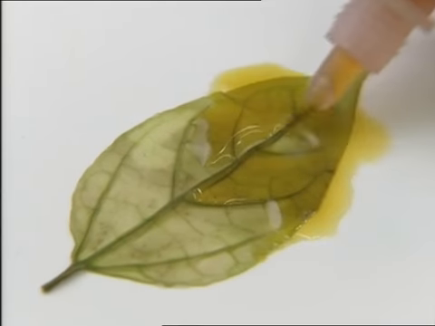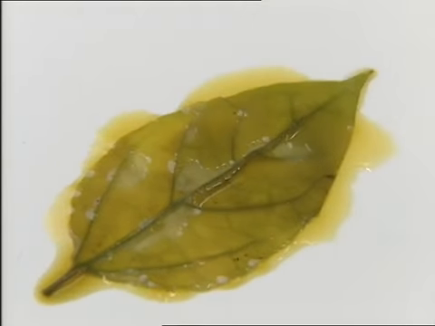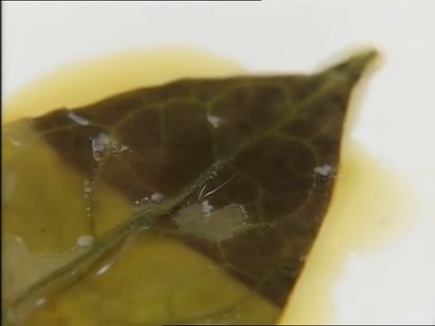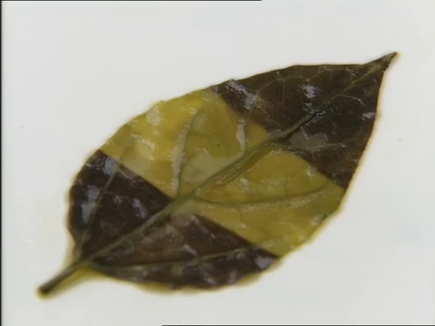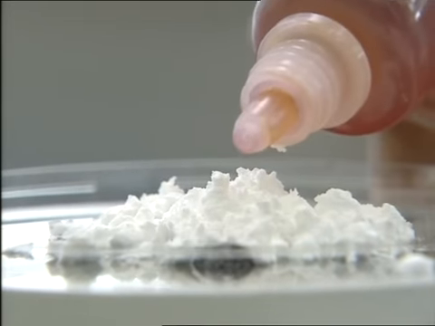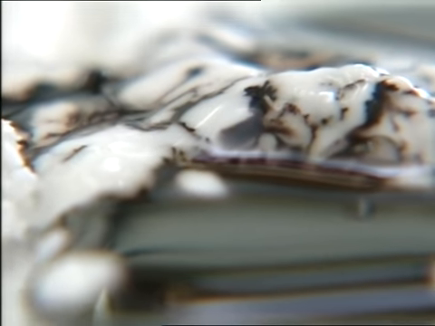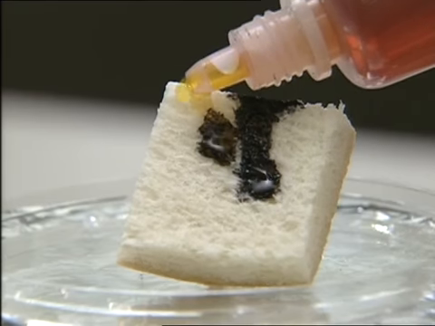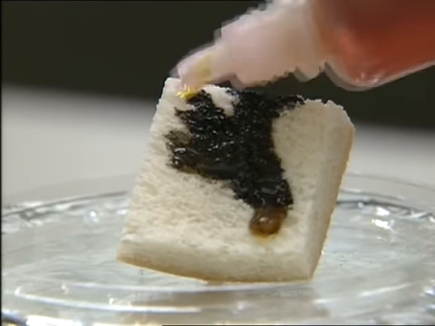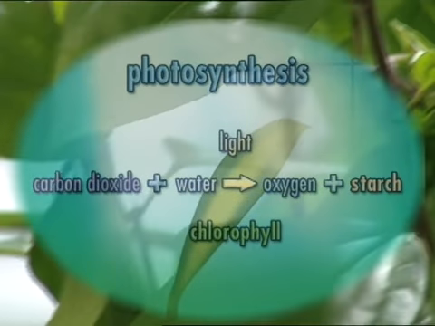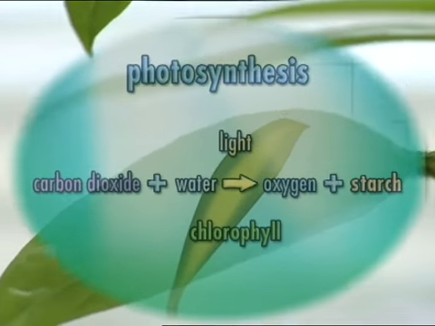Add drops of iodine solution onto the leaf. The uncovered part turns dark blue, while the covered part shows the color of the iodine solution. The principle of the iodine test is that when iodine mixes with starch, the mixture turns dark blue. In other words, any material which turns dark blue in contact with iodine solution contains starch. This experiment shows that green leaves produce starch during photosynthesis.